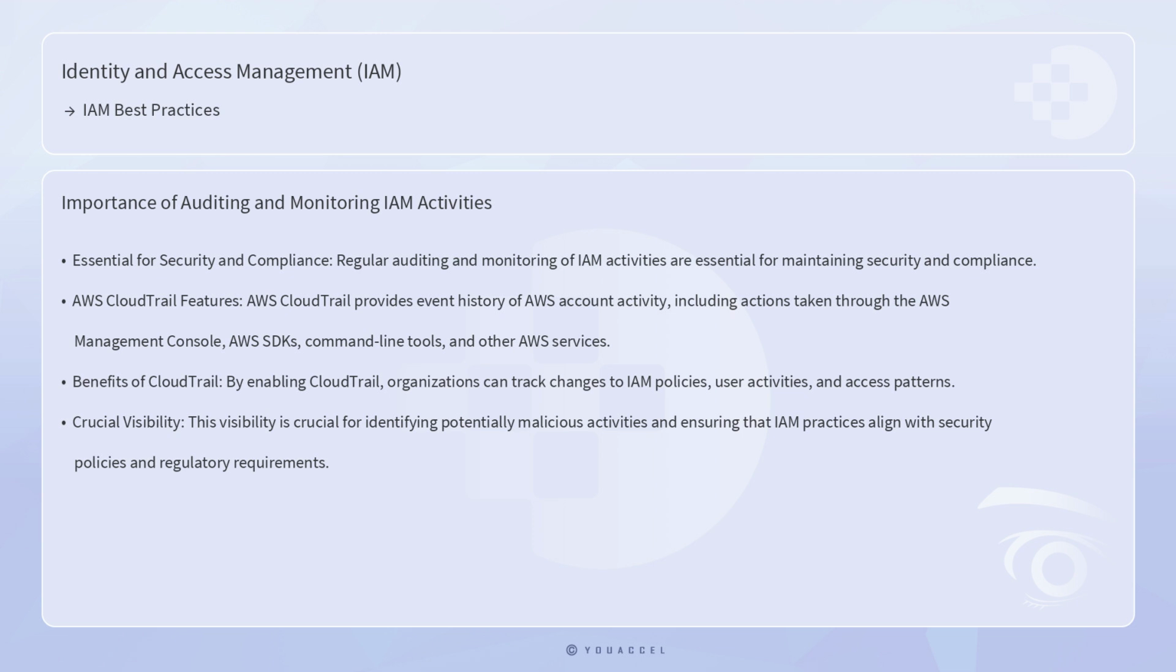Regular auditing and monitoring of IAM activities are essential for maintaining security and compliance. AWS CloudTrail is a service that enables governance, compliance, and operational and risk auditing of AWS accounts. It provides event history of AWS account activity, including actions taken through the AWS Management Console, AWS SDKs, command line tools, and other AWS services. By enabling CloudTrail, organizations can track changes to IAM policies, user activities, and access patterns. This visibility is crucial for identifying potentially malicious activities and ensuring that IAM practices align with security policies and regulatory requirements.